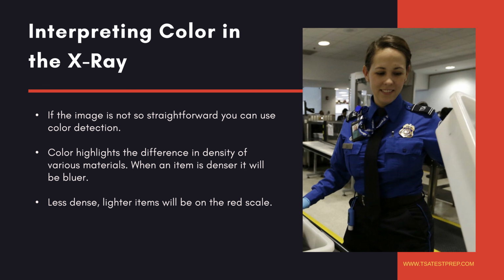Interpreting color in the X-ray. If the image is not so straightforward, you can use color detection. Color highlights the differences in density of various materials. When an item is denser, it will appear bluer. Less dense items will appear lighter and be on the red scale.